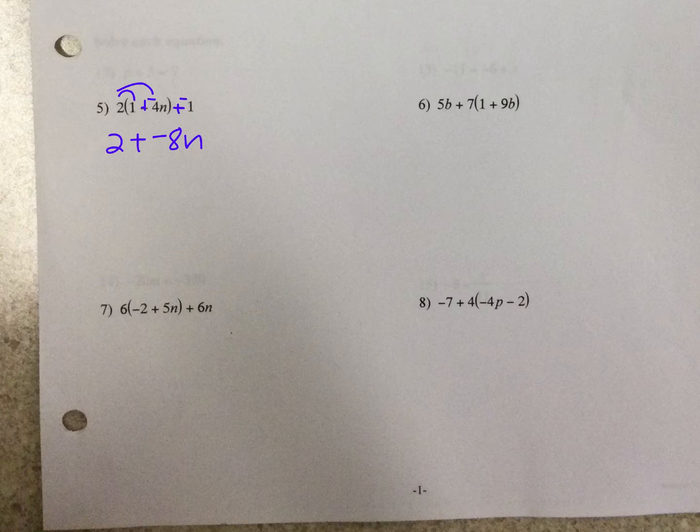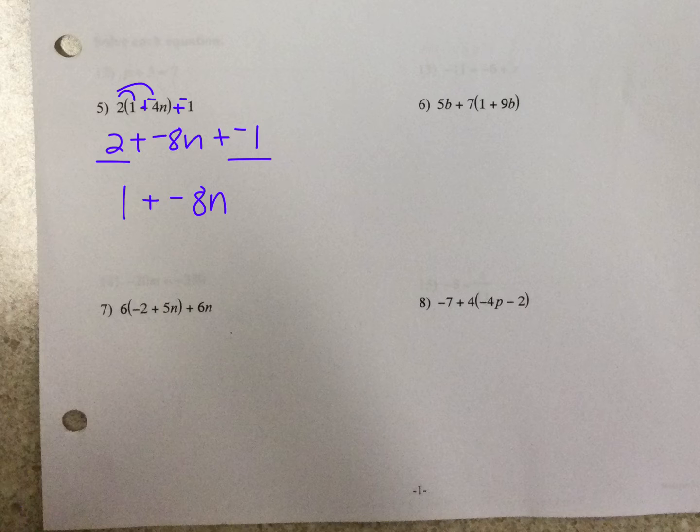All right, and then I still have this plus negative 1. He's not inside the parentheses, so he doesn't get distributed to. He just gets copied down. Now, the 2 and the negative 1 have the same last names, or don't have a last name. 2 plus negative 1 is 1, and then I'm just going to copy down the negative 8n.